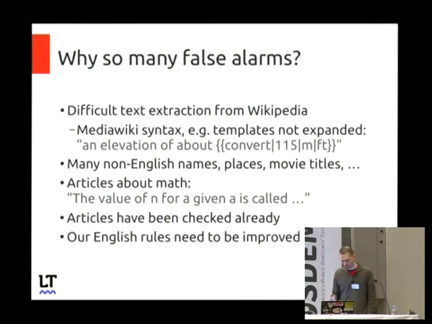Now, if you use LanguageTool or any proofreading tool on articles that have already been checked quite well, you will obviously get more false alarms. And most of the articles in the English Wikipedia have already been checked. Also, our English rules still need to improve, so we get fewer false alarms.